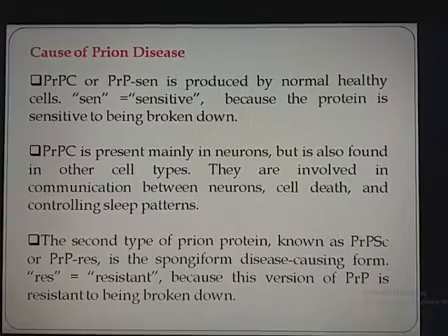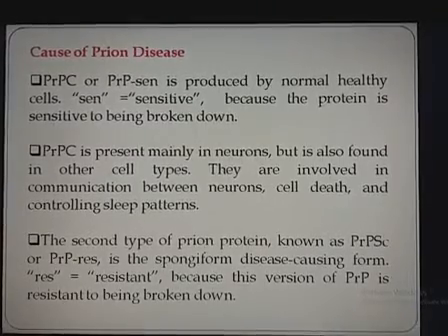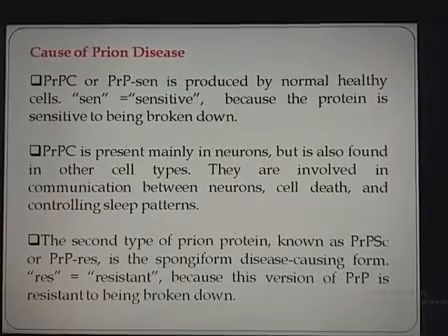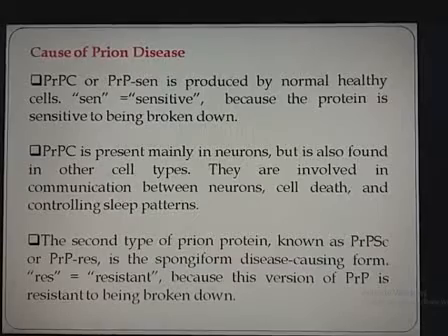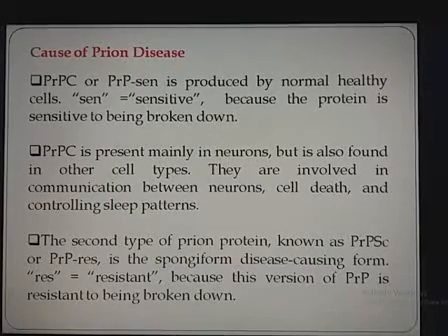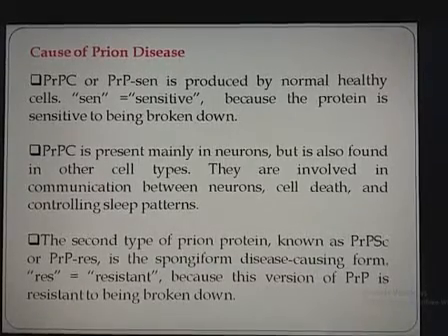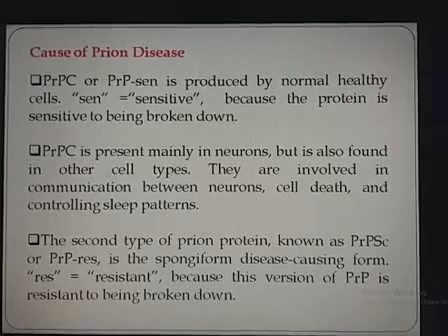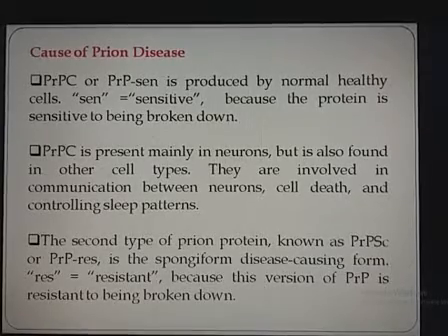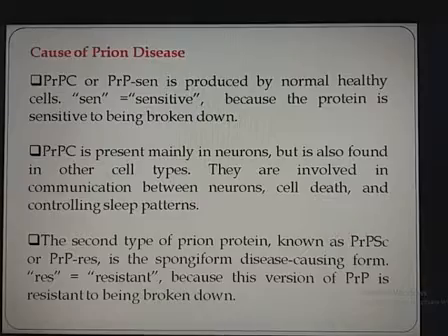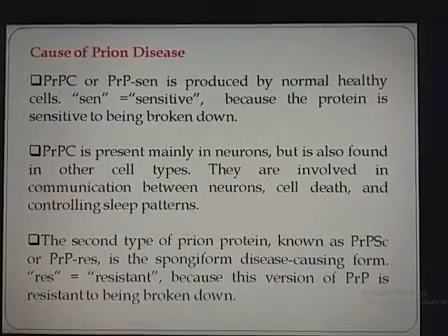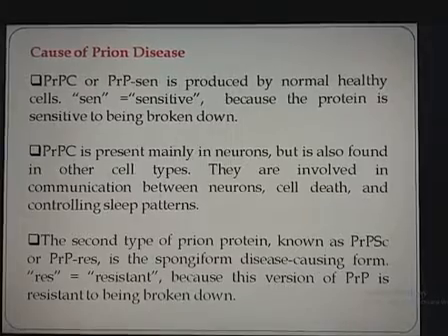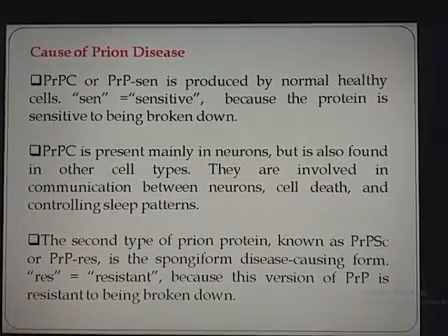The normal prion proteins present in neurons are basically involved in communication between the neurons, cell death, and sometimes sleep pattern control. So this normal protein is associated with several important functions which occur continuously within the neurons.